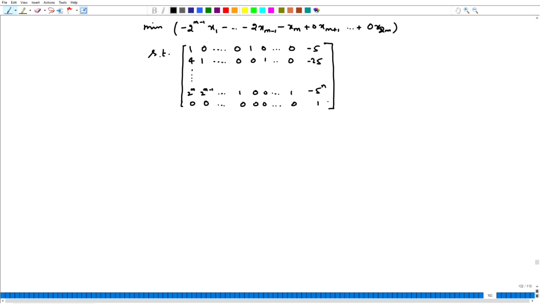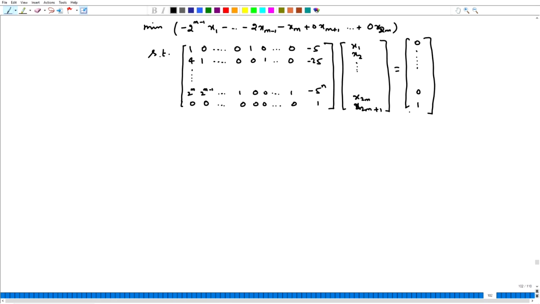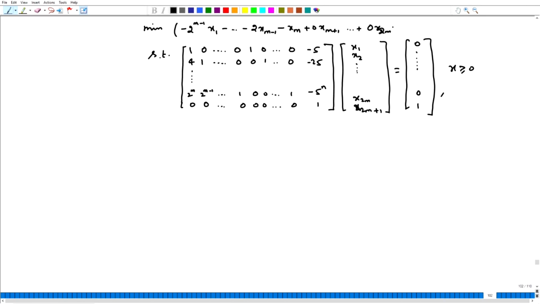So, this is the A matrix, and here you will have x 1 x 2 dot dot dot x 2 m and x 2 m plus 1, right, that is equal to 1, right. So, here everything is 0 except the last one where it is actually equal to 1, okay. And yeah, you have x greater than or equal to 0 for all 2 m plus 1. So, x 1 greater than or equal to 0, x 2 greater than or equal to 0 dot dot dot x 2 m plus 1 greater than or equal to 0. So, I will also change this as 0 x 2 m plus 1 because that is also there, okay. So, this is the final problem that we are going to solve, okay.